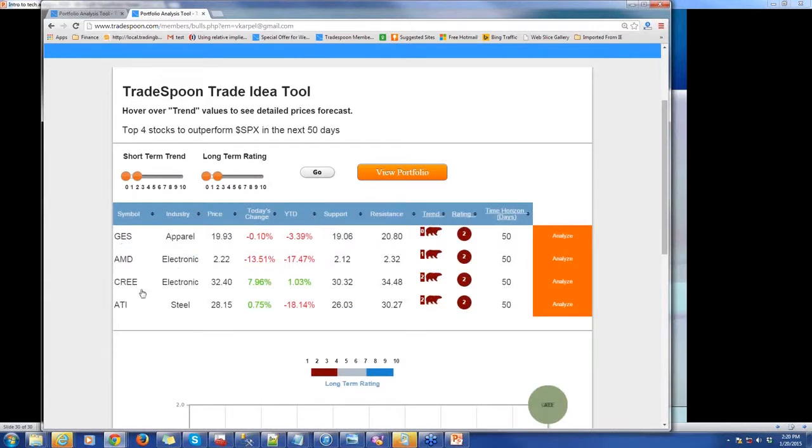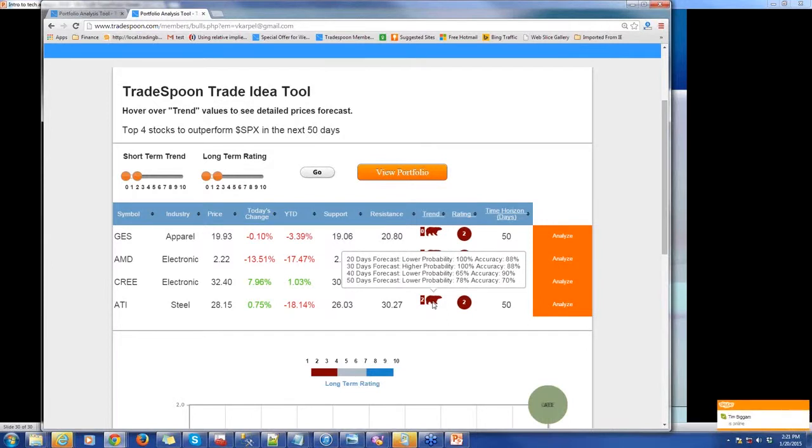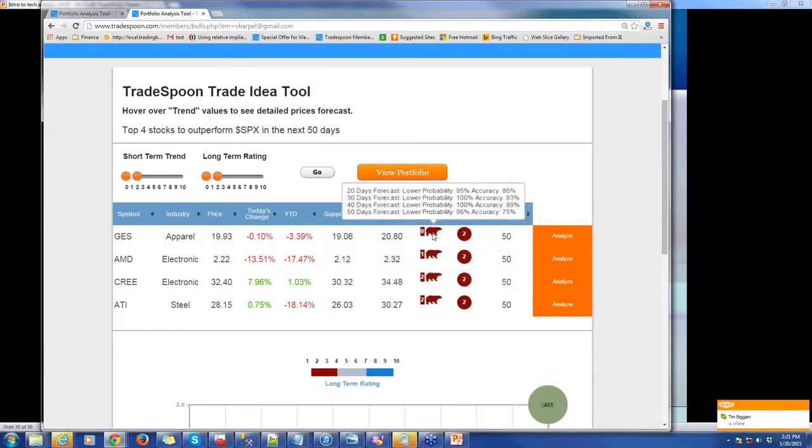We're looking at the gas, we're looking at AMD, we're looking at C, and we're looking at the steel companies. So we have apparel, electronic, and steel. You can look at what our prediction is. For ATI, we think that in the next 20 days there's a 100% probability that the stock is going to be lower. Same goes for gas. We see probability of 20, 30, 40, and 50 days. So this is a perfect opportunity where you might want to short gas.